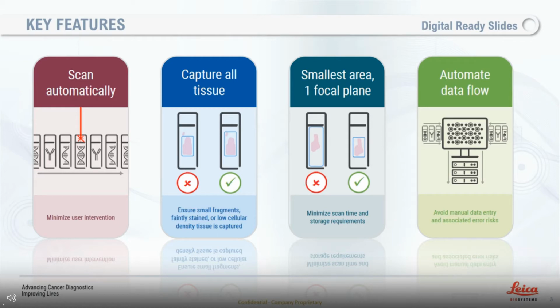The other piece is that you really want to make sure you capture all tissue that's on the slide. This would include any small fragments of tissue, or faintly stained tissue, in particular in the case where you may have some IHC staining and there's faint expression in a fragment of tissue. You really want to make sure that's still captured, or low cellular density tissue as well, which can sometimes be problematic. So you want to make sure that all that tissue is captured on the slide, but then also that it's done with the smallest possible scan area, and ideally in one focal plane.